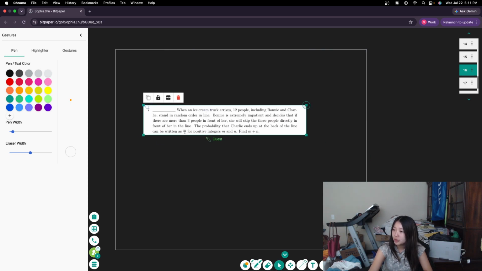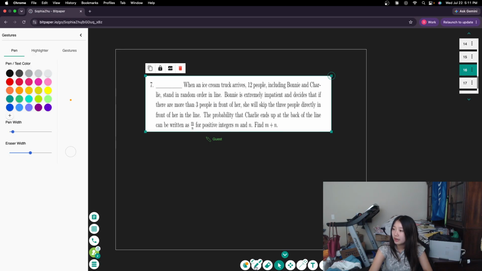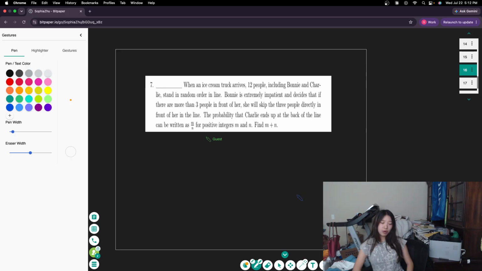When an ice cream truck arrives, 12 people, including Bonnie and Charlie, stand in random order in a line. Bonnie's extremely impatient and decides that if there are more than 3 people in front of her, she will skip the 3 people directly in front of her in the line. The probability that Charlie ends up at the back of the line can be written as m over n. We want to find m plus n. So in general, the probability that Charlie is at the back is just 1 over 12, because there are 12 positions, and if he wants to be at the back, that's 1 out of those 12.